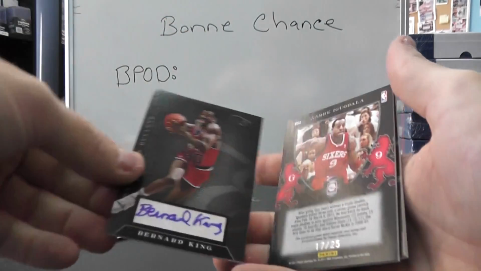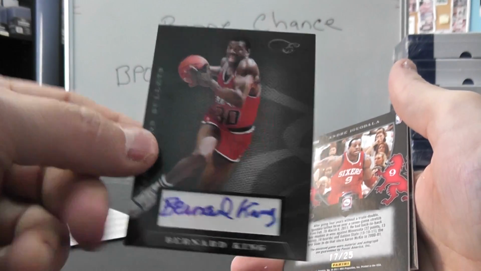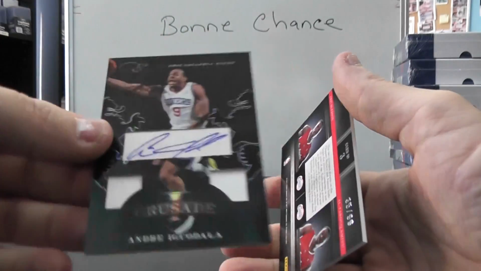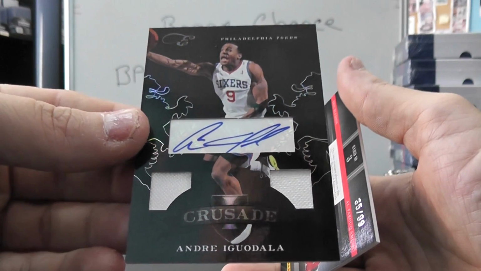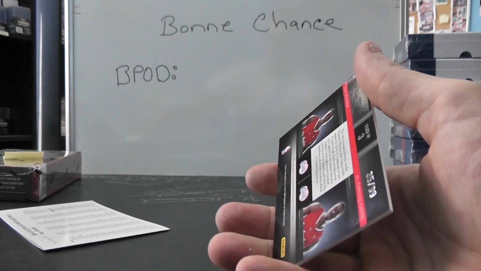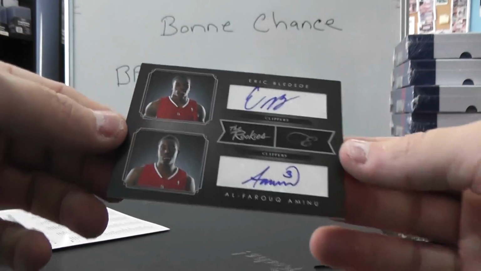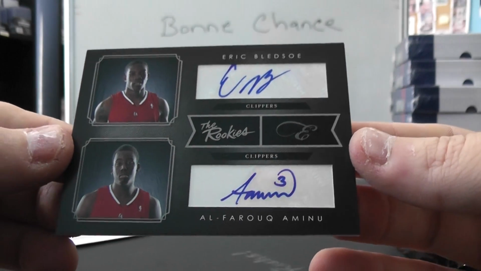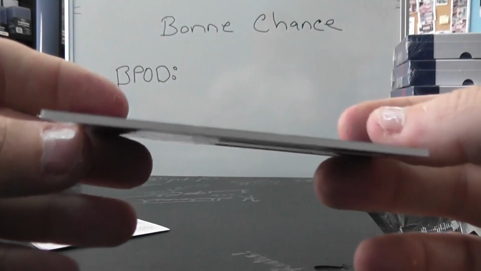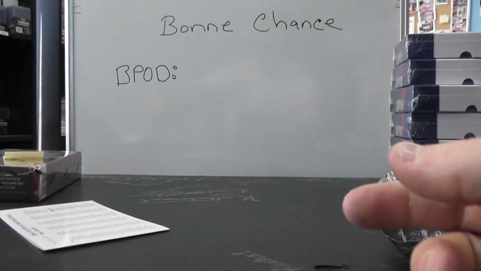Bernard King autograph. That was 99. Number to 25, Andre, gimme a dollar. Just kidding. Dual jersey autograph. Number to 17 of 25. And the last one, dual autograph, Eric Bledsoe, Al-Farouq Aminu. Number 35 of 99. So that'll do it, Simon.